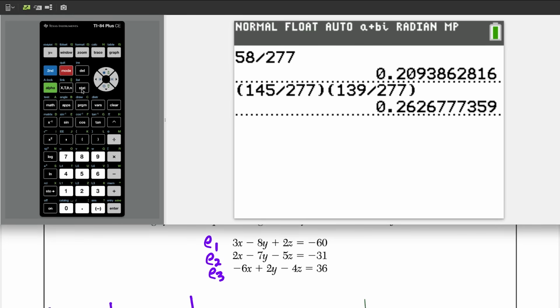Now, one more thing before we move on. We can't do this for full credit, but this is a nice option if your calculator could do this.